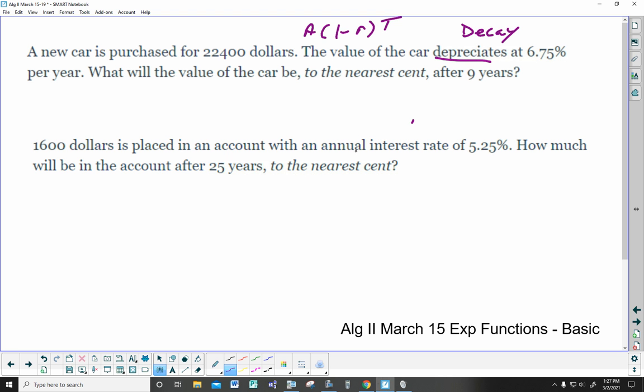Okay? This one doesn't say growth or decay. It says you put in $1,600 in an account with an annual interest rate of that much. How much will be in the account after 25 years to the nearest cent? Okay? That's going to be a growth. So you're using the A, 1 plus the rate raised to the time. Now remember, cent would be the nearest 2 decimal places, so it would be the nearest hundredth. When it says round to the nearest cent.